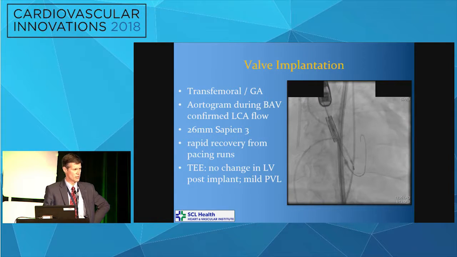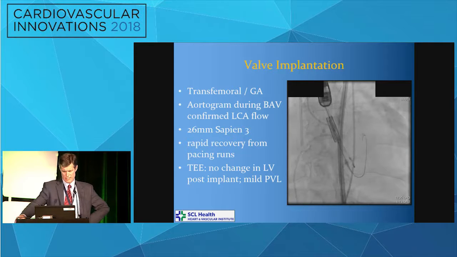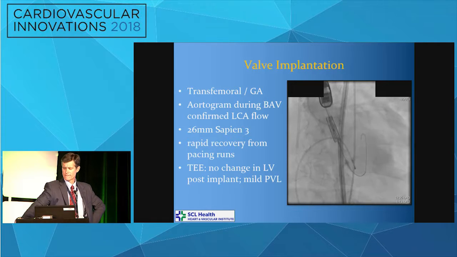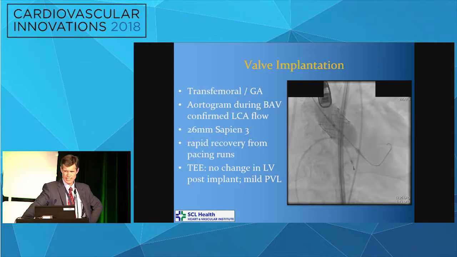We do these in a hybrid OR. This was a case done under general anesthesia. We did a BAV with a 23 balloon and injected and saw coronary flow bilaterally, approximately equal coronary flow. And it's the usual coronary flow you see when you're rapidly pacing, which is not normal.